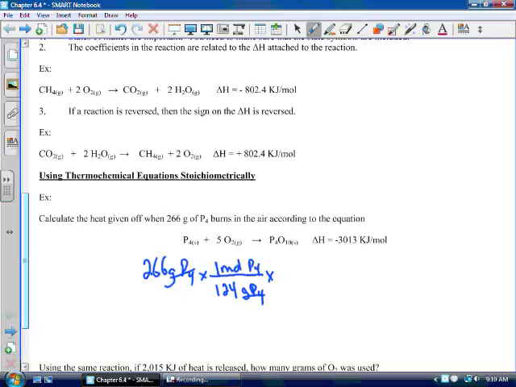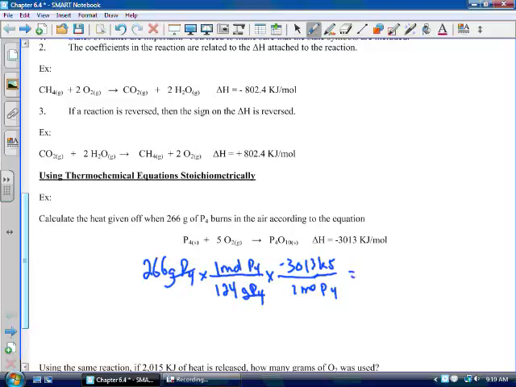Now, here's the new part. From this equation, I can get what's called a thermochemical ratio. A thermochemical ratio, or thermal ratio, is the enthalpy value to the number of moles of substance you're dealing with. So in this case, there are negative 3,013 kilojoules for every 1 mole of P4. Had I been doing the oxygen, I would have put 3,013 over 5 moles of O2.